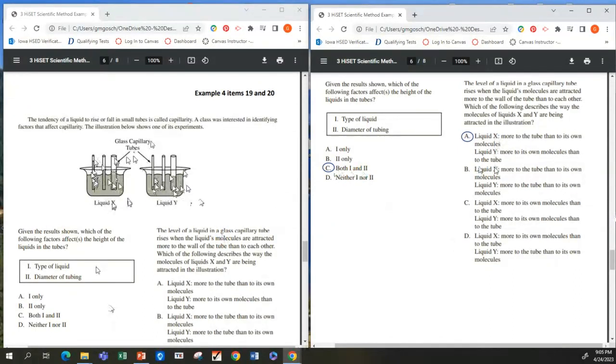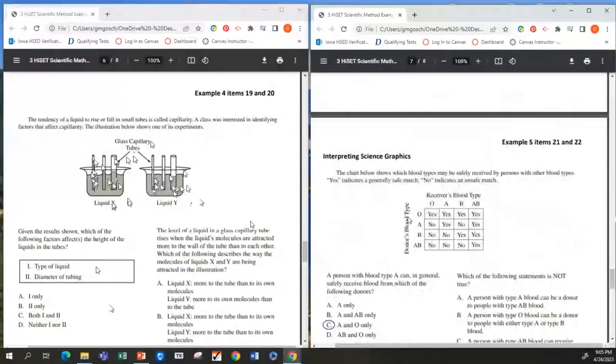Okay, so we can see that liquid X and Y have different outcomes. So that's one of the things that you want to check here. It can't be, more to its own or more to the tube. It can't both have the same effect. So B and C we can eliminate. So it's between A and D. Liquid X more to the tube than its own molecules. Liquid Y more to its own molecules than to the tube. Okay, so we'll go on to the next one.